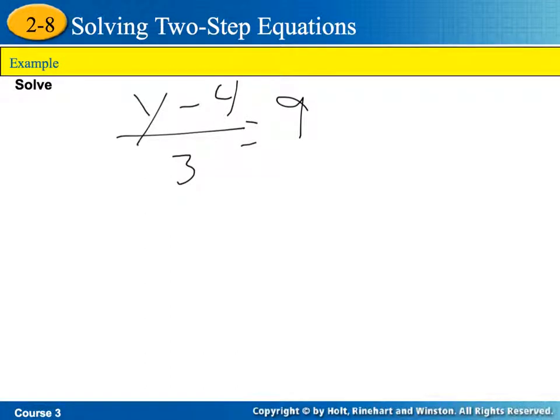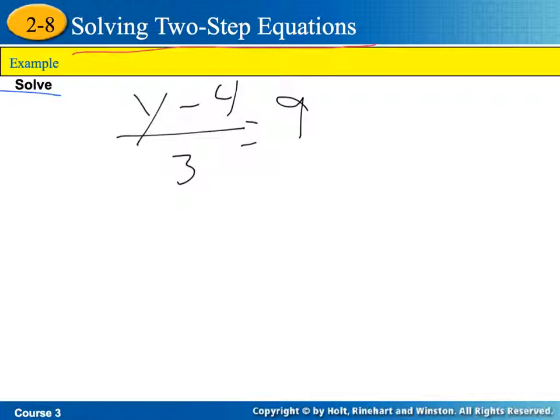Remember, 2.8 is talking about solving two-step equations, and we were dealing with equations like 4x plus 5 is equal to 39. Today, we're going to be dealing with something like this, where you have (y minus 4) over 3. I want you to pause and write this down, and then I will explain how to do it. Just write it down, don't give it a shot. So, again, hopefully you wrote down the word solve as well.